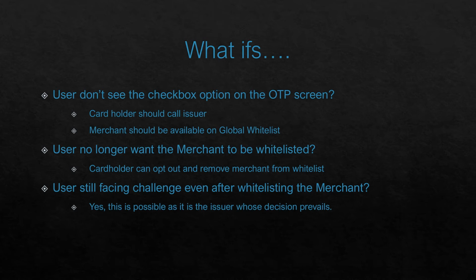So what should a card holder do? The card holder should always try to call the issuer and ask if it is possible to add this particular merchant in the whitelist. If the merchant is available in the global whitelist, what is the global whitelist? I'll talk about it in the next slide. So if the merchant is available for getting whitelisted, the card issuer will fix the issue, else it is expected to wait for this development in future.